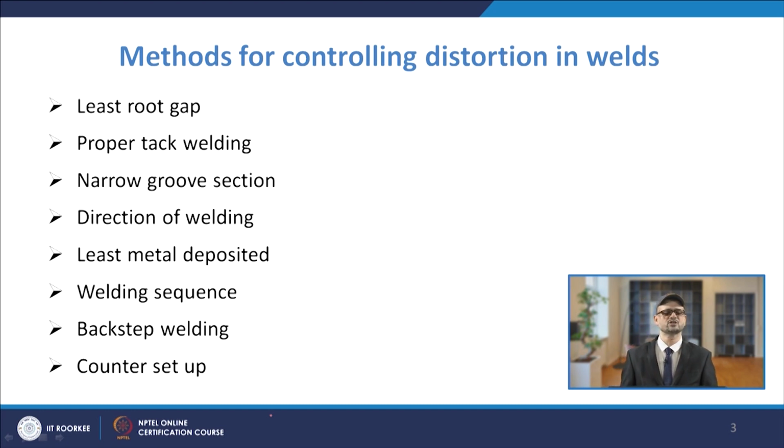Now, these methods include the least root gap. As we see, you have proper tack welding, narrow groove section, direction of welding, least metal deposited, welding sequence, backstep welding, counter setup. So, all these methods are the ones which should be followed, which should be practiced to ensure that there is a minimum amount of distortion taking place. Coming to the first point, that is least root gap.